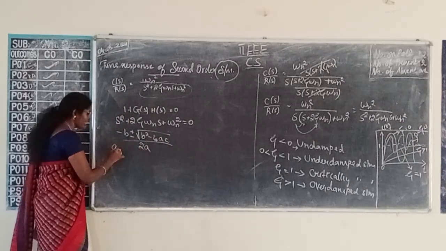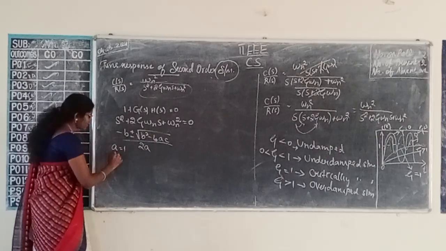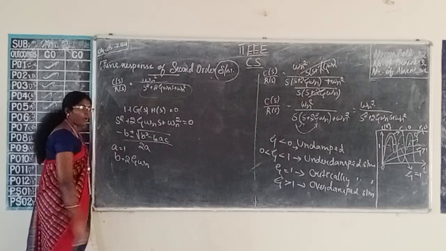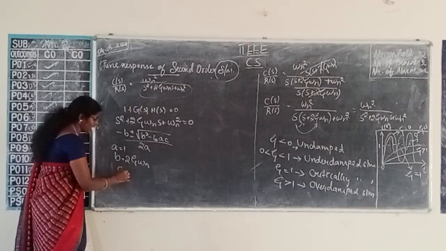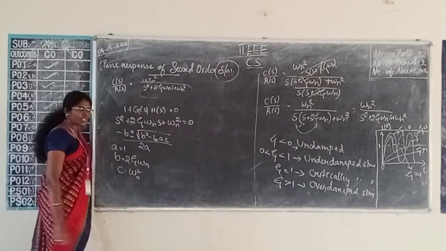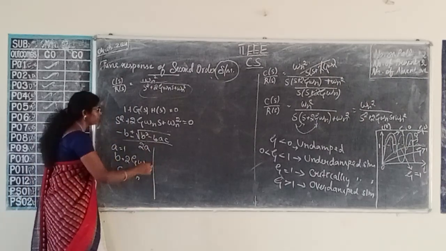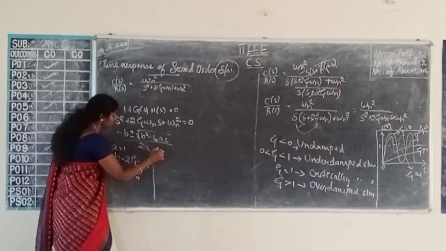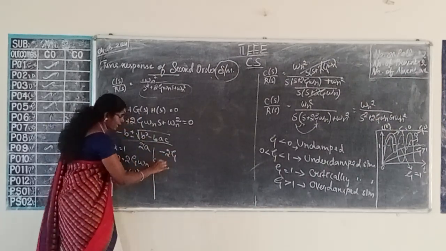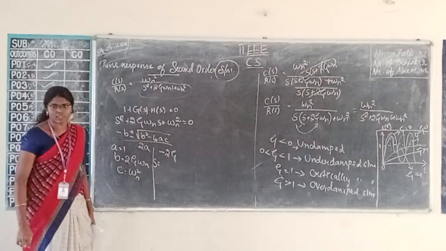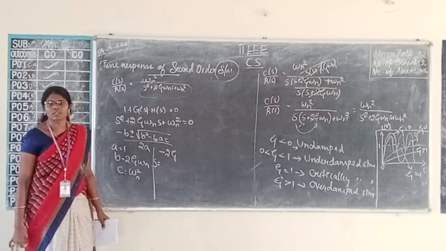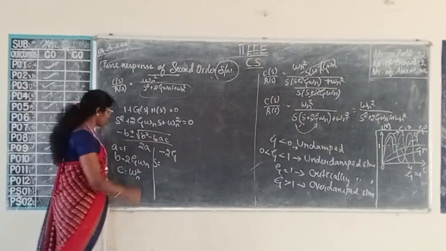Here what is our a? Our a is 1. And what is our b? b is equal to 2 into zeta into omega n. What is our c over here? Omega n square. So shall we substitute in this formula? What will it become? s is equal to minus b, that is 2 zeta omega n. We are calculating the value of s, that is, the time response.